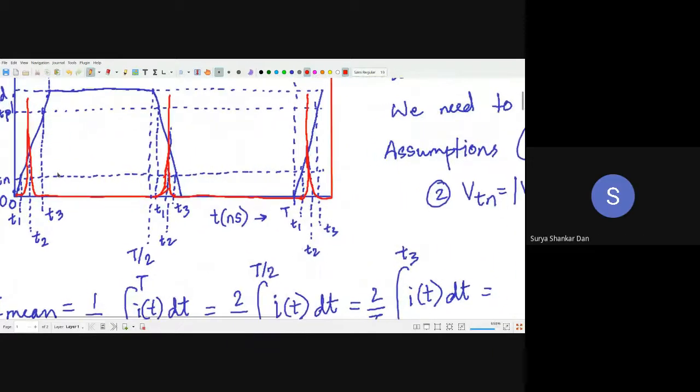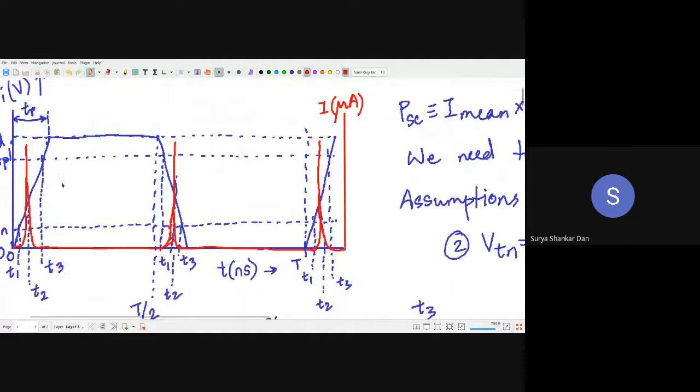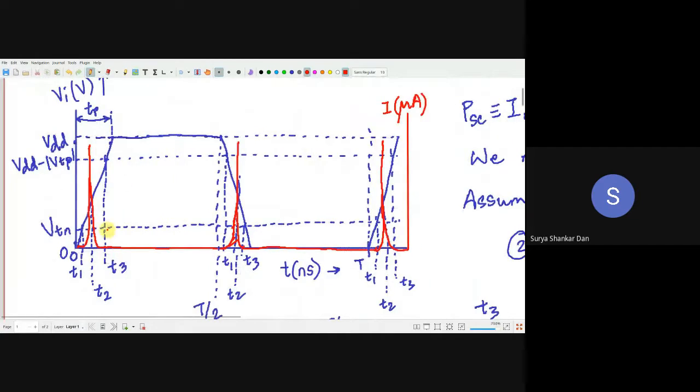Yes. I'm just zooming it so that I can show you better. Okay, let's see.